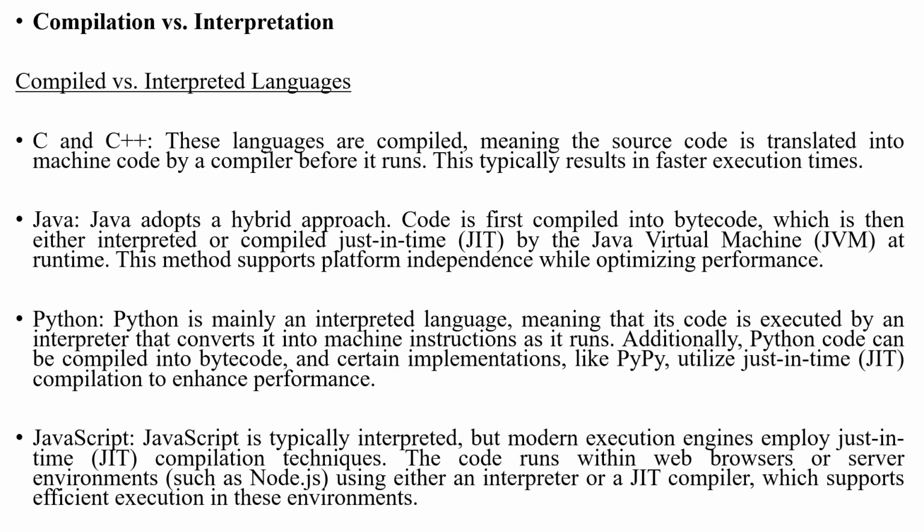Python is mainly an interpreted language, meaning its code is executed by an interpreter that converts it into machine instructions as it runs. Additionally, Python code can be compiled into bytecode, and certain implementations like PyPy utilize just-in-time compilation to enhance performance. JavaScript is typically interpreted, but modern execution engines employ just-in-time compilation techniques. The code runs within web browsers or server environments using either an interpreter or a JIT compiler, which supports efficient execution in these environments.